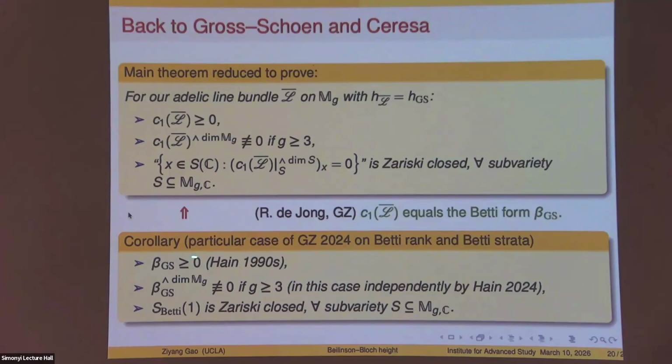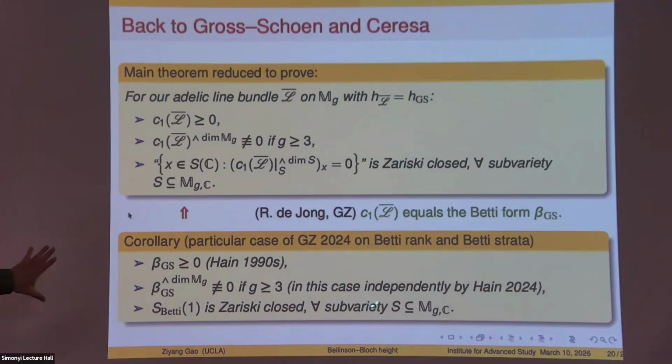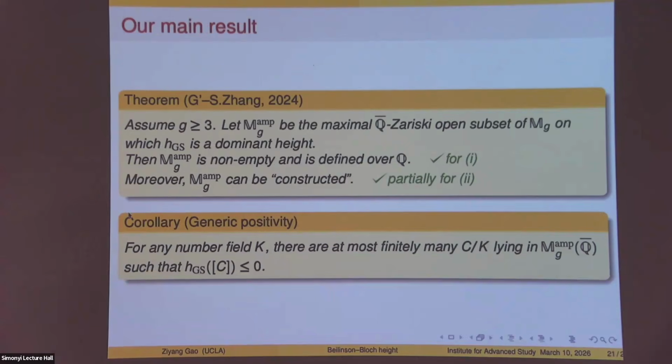Then we have that this is semi-positive. This is actually Hain's result. And second, this is not zero everywhere. And in this case, there is also another proof by Hain. He applied it to the whole M_g. And we also proved that this Betti strata is Zariski closed. This is now covered by Hain. But I'm going to say maybe something about this later on. But okay, now with this in hand, we're able to conclude our main theorem.